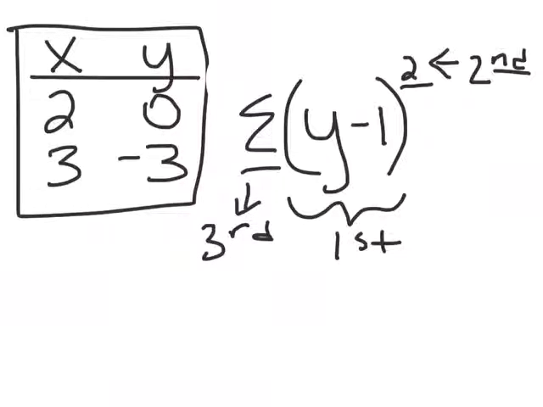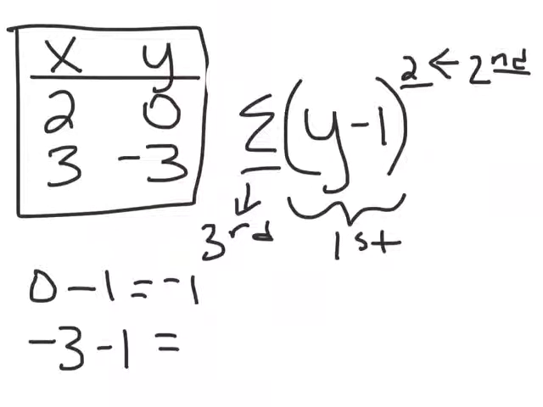So first and foremost, we're going to do y minus 1. For every y value, we're going to subtract 1. So we have 0 minus 1. We know that equals negative 1. And then we have negative 3 minus 1. Now, remember, when you have a negative, it basically turns into adding 2 negatives together. So we end up with negative 4. Now we have completed our parentheses portion of this. We need to go to the second step and deal with exponents.